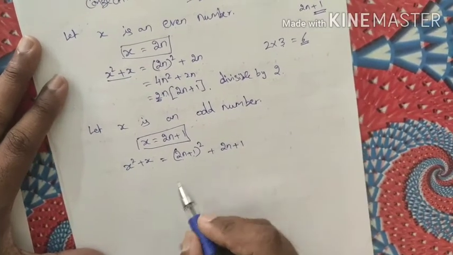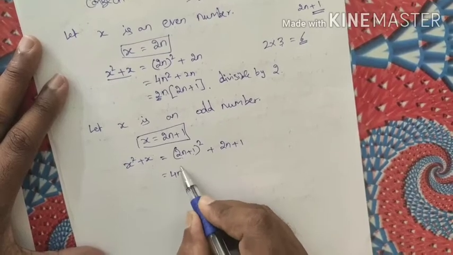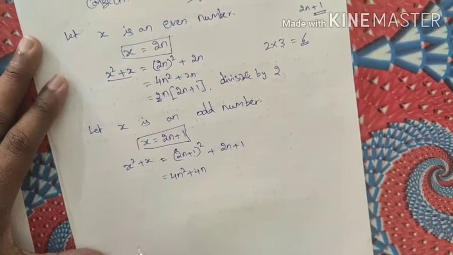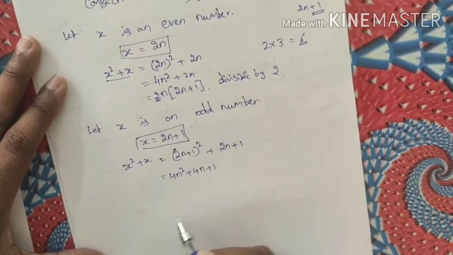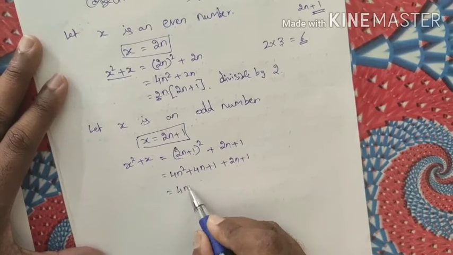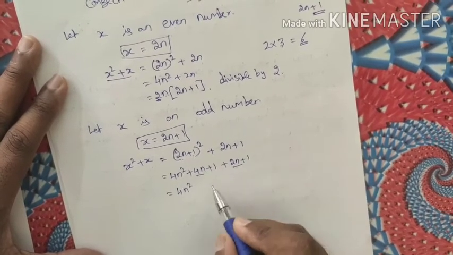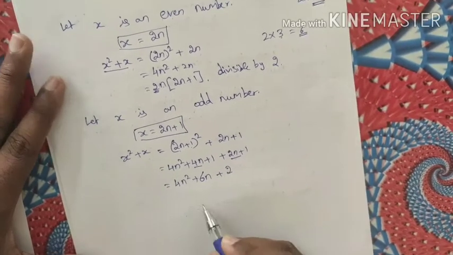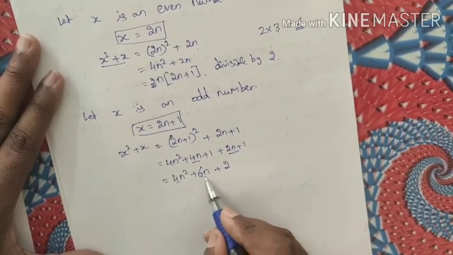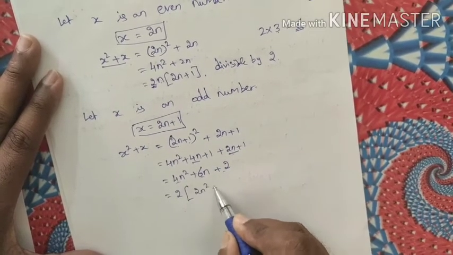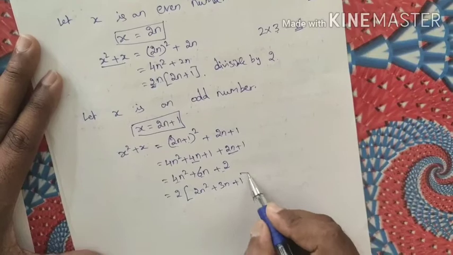Applying the (a plus b) whole square formula: 4n square plus 2 into a into b, that is 4n, plus b square, plus 2n plus 1. Now add the terms: 4n square, 4n plus 2n is equal to 6n, and 1 plus 1 is 2. Here all the terms are even numbers, so 2 will be taken out commonly. So 2 times (2n square plus 3n plus 1).